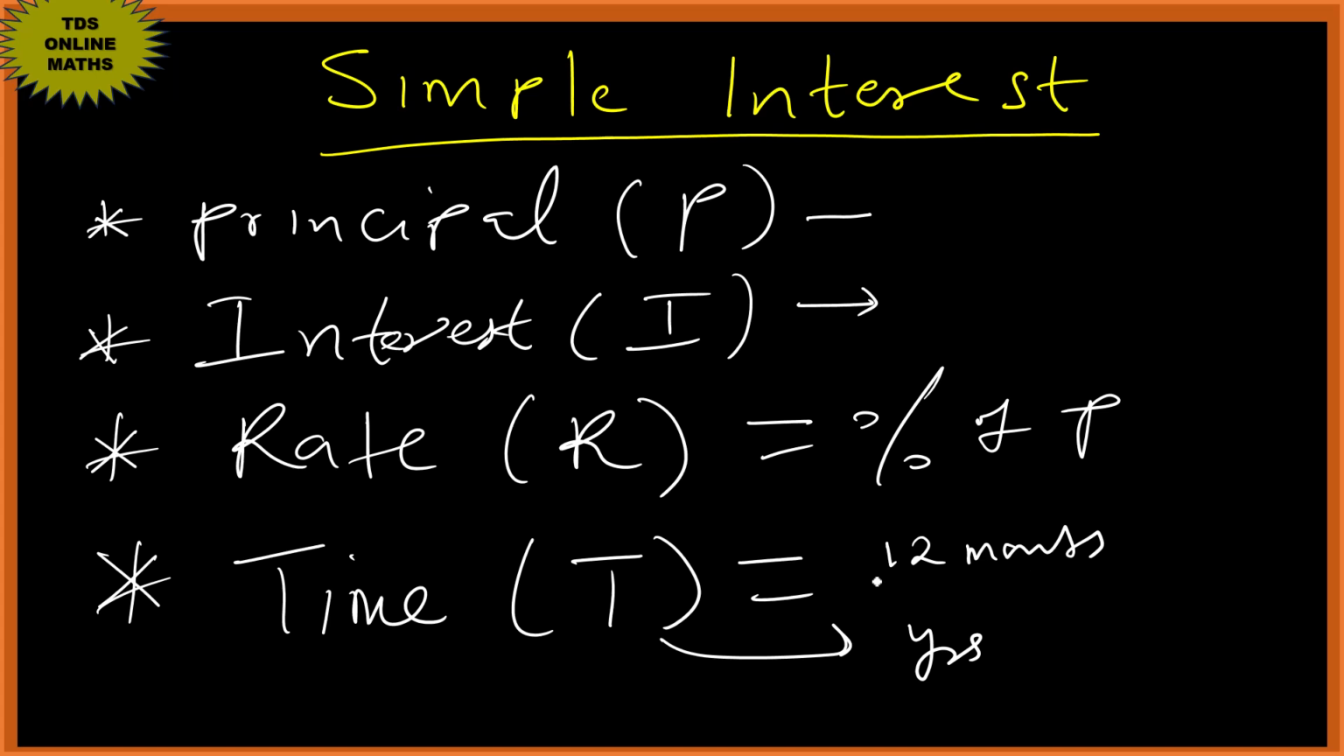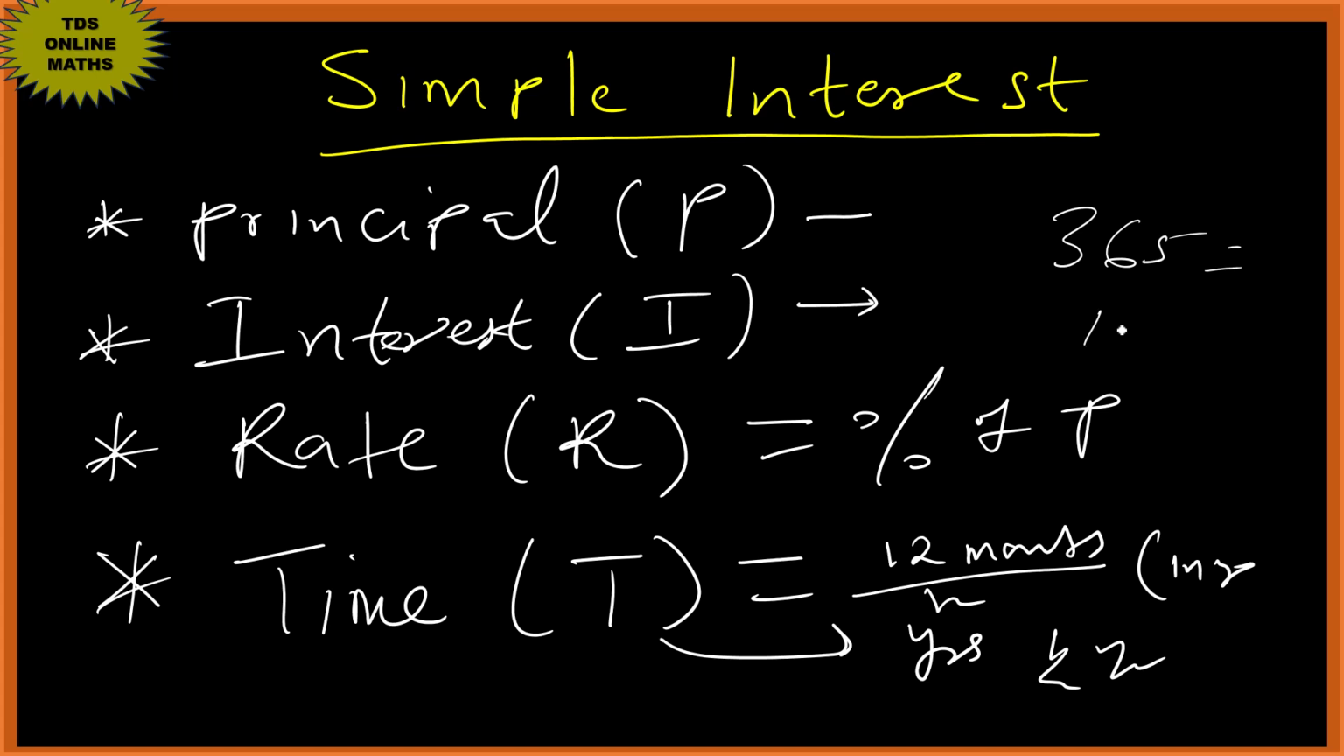So you divide by 12 to get years. Your 6 months here will be half a year, so 12 months will be 1 year. Now when you are given days, we have 365 days, which is equivalent to 1 year. So when you are given days, you will divide by 365 to be in years.